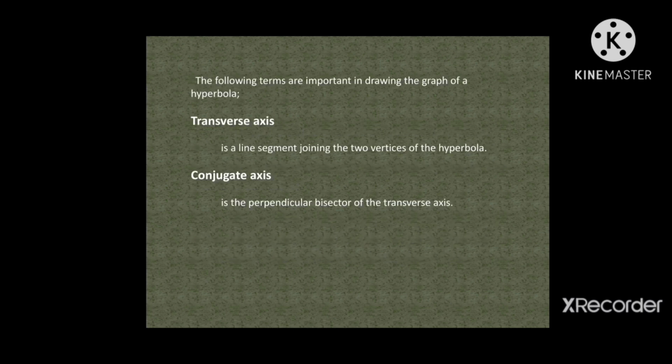The following terms are important in drawing the graph of a hyperbola. The first term is the transverse axis. The transverse axis is a line segment joining the two vertices of the hyperbola. The conjugate axis is the perpendicular bisector of the transverse axis.